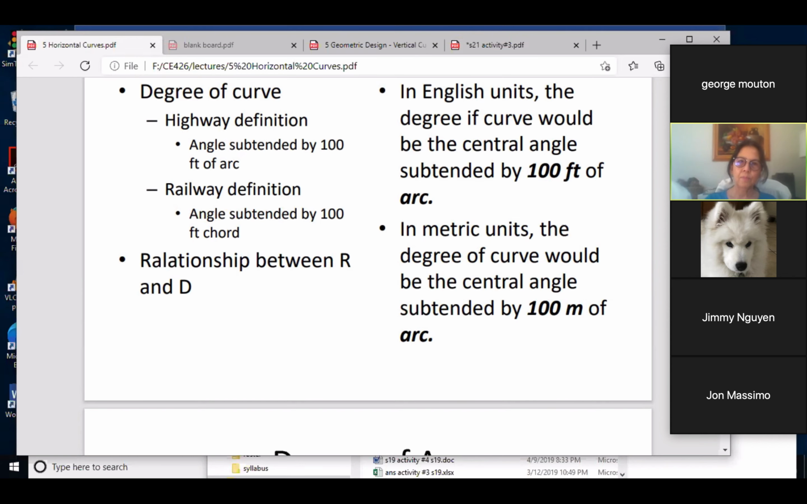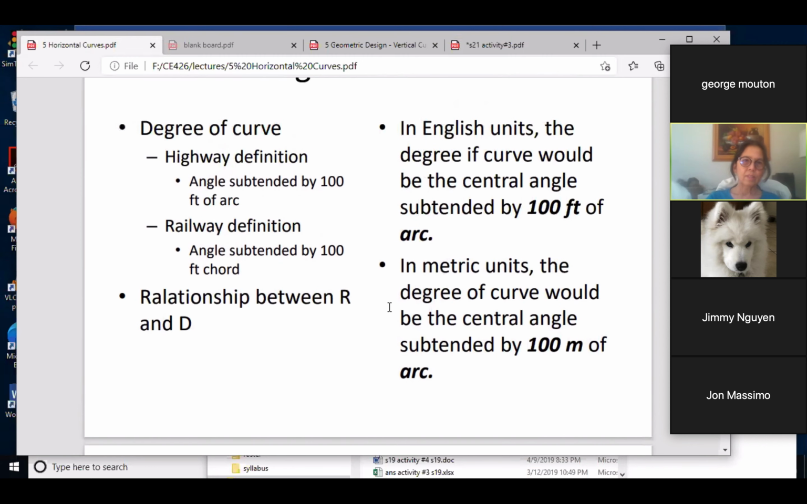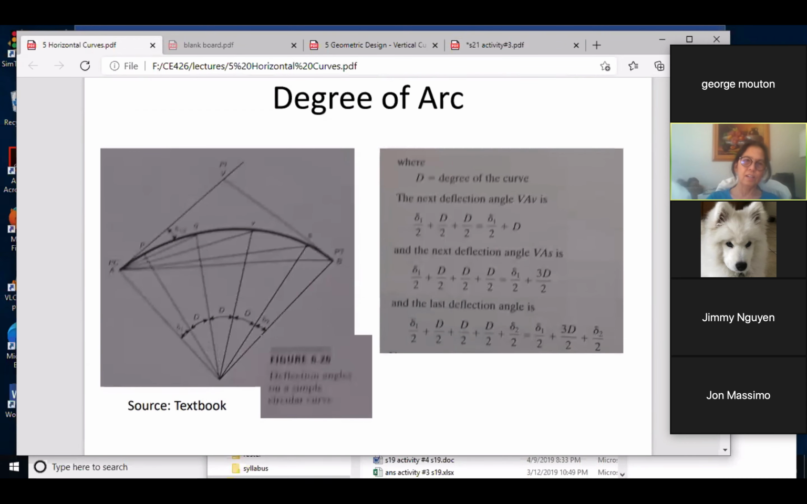So the central angle subtended by 100 feet of arc is your degree of curve. For rail, it's the 100 feet chord. So the angle subtended by a 100 feet chord is the railway definition of degree of arc. And this is how you determine the degree of arc. So this is the degree of arc, D.